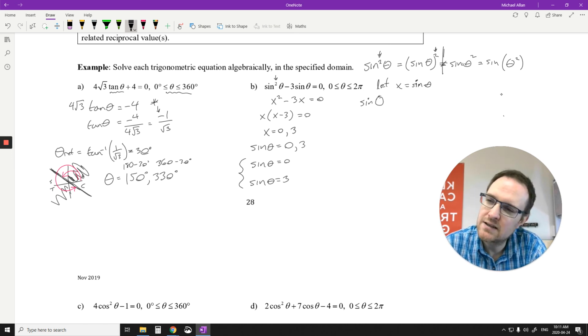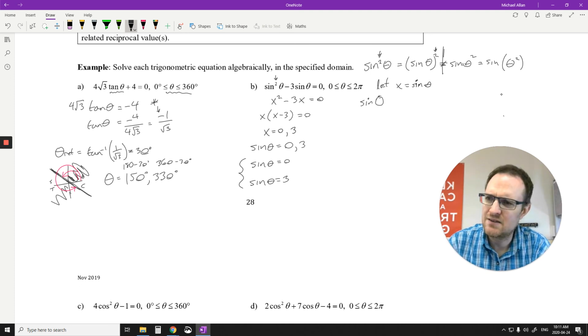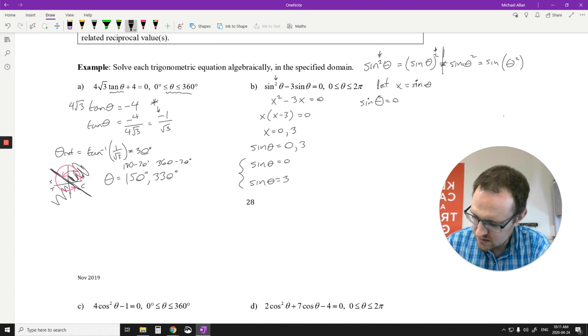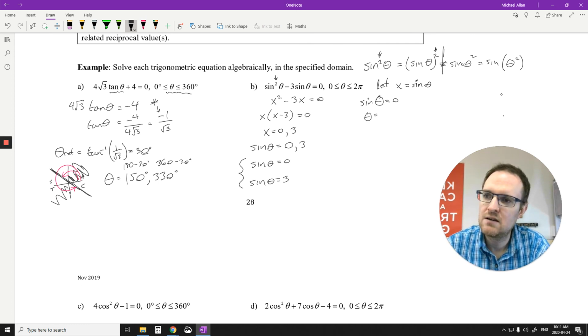So where is sine 0? Oops, not sine. Sine theta is equal to 0. Where is sine theta equal to 0? Let's go sine inverse 0 first. Okay, I get 0 degrees. It says theta ref is 0 degrees.